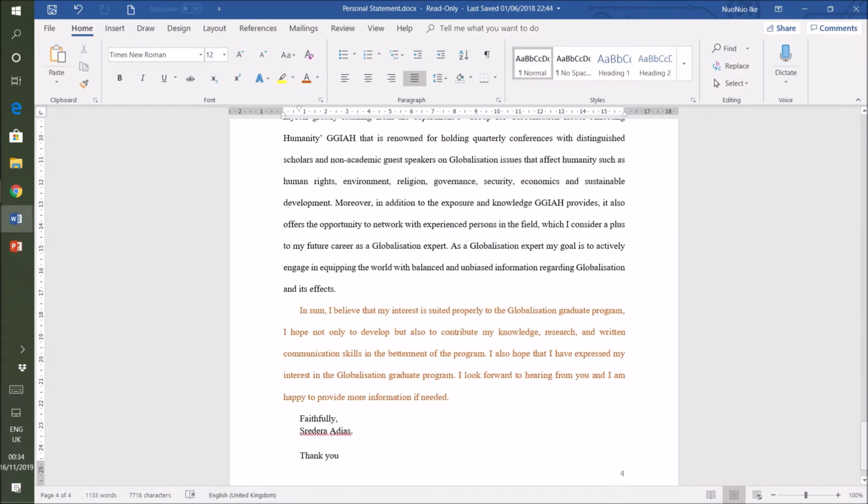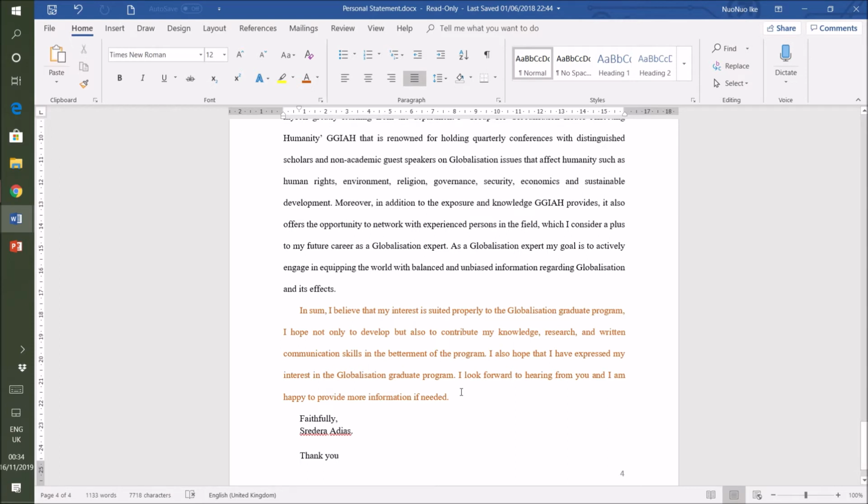And then the conclusion. Your conclusion should be brief and non-repetitive of what you have already discussed in your statement. You should simply express an appreciation for the program considering your application and your confidence in the program being a good fit for you and you a good fit for the department or program.